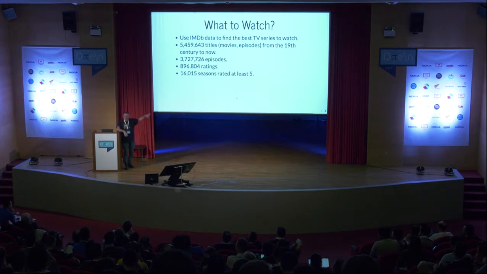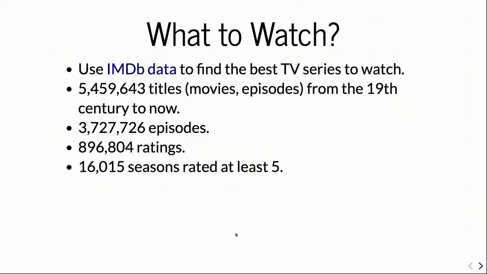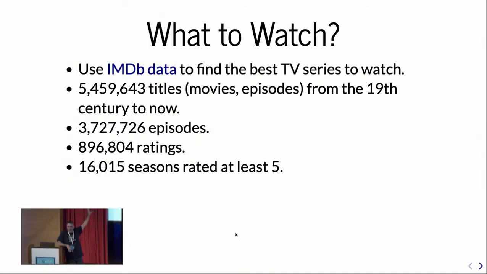So I downloaded all the ratings from IMDb. You can do that. If you go to the IMDb website, you can download everything. You can download the ratings for about 5 million titles. These are all the movies and all the episodes from the beginning of the cinema to date. So I downloaded all of them. That means that you have about 2 million movies and 3 million, almost 4 million episodes. This is what I'm interested in because we're talking about TV series. And you have about almost 1 million ratings.